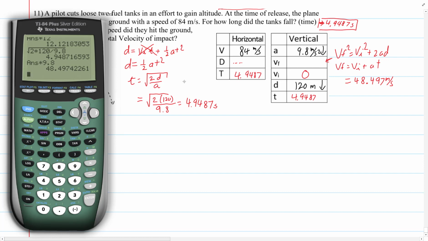But I could have done it with 2ad and then square root it. So 2 times 9.8 times d, and then all square rooted. Let's try that. The square root of 2 times 9.8 times 120, and that should be the same number. So that's the vertical speed of impact.